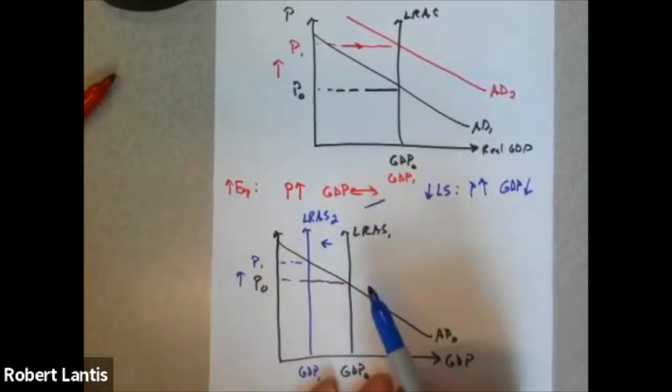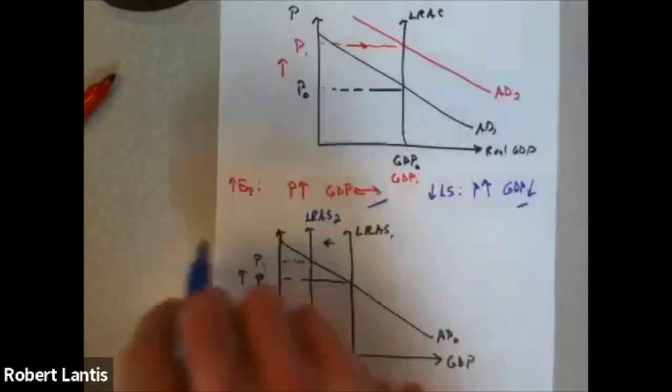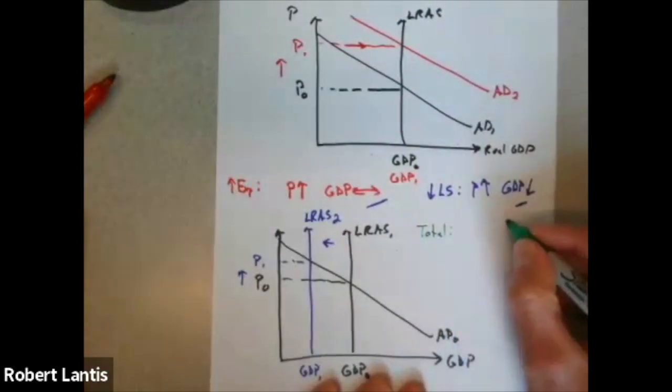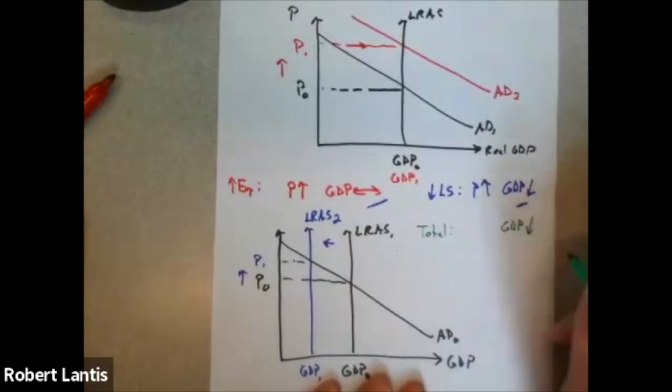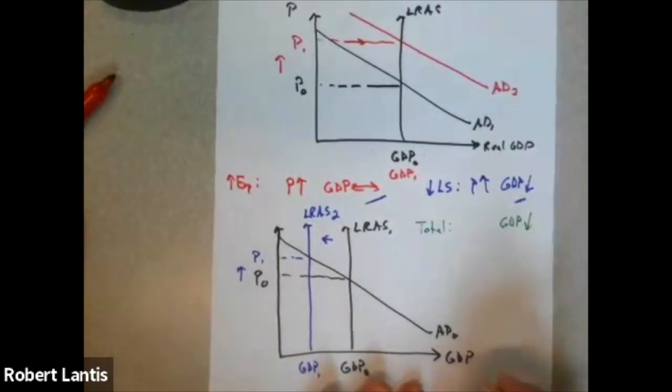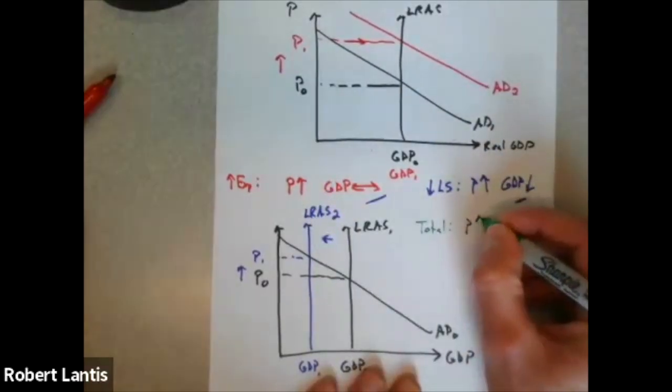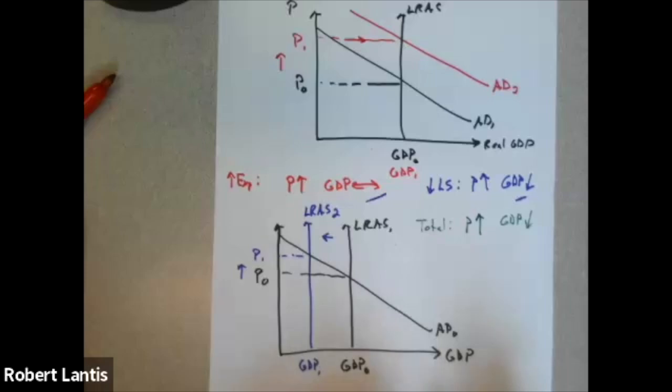So the question says, what's going to happen to long run GDP if these happen at the same time? Well, exports don't change GDP, and the labor supply decrease lowers it. So thinking about the total effect, GDP would have to go down. Now, what's going to happen to my long run equilibrium prices? They're both pushing prices up, so I know that my prices are going to be larger.